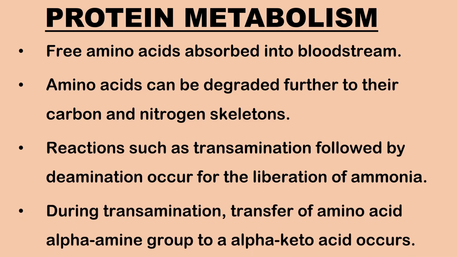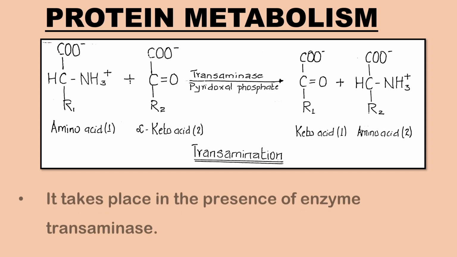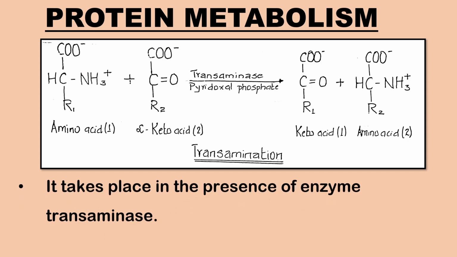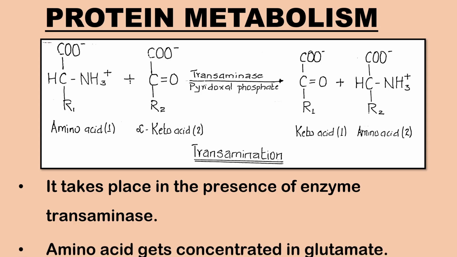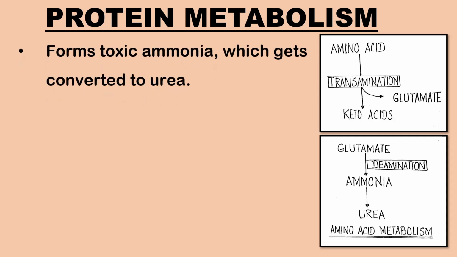During transamination, transfer of the amino acid alpha amine group to an alpha keto acid takes place. The amino acid becomes a keto acid and the alpha keto acid is converted into the corresponding amino acid. It takes place in the presence of the enzyme transaminase. By transamination, amino acids get funneled into glutamate. Glutamate is the only amino acid in mammals that undergoes oxidative deamination.